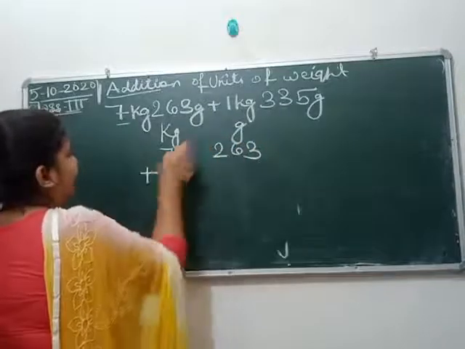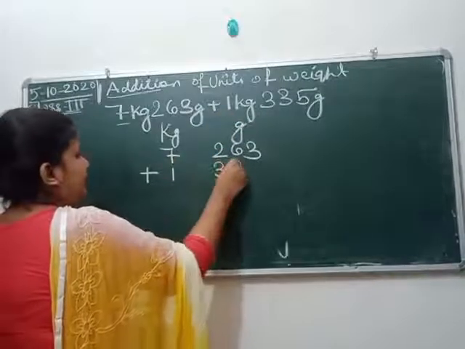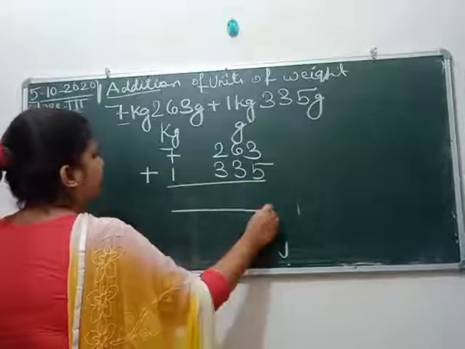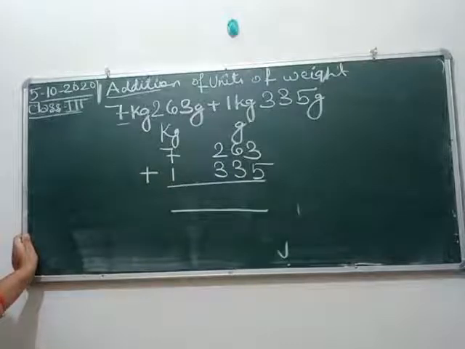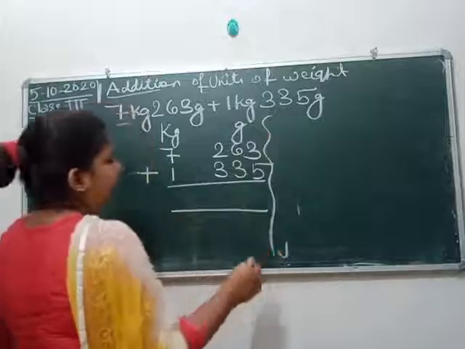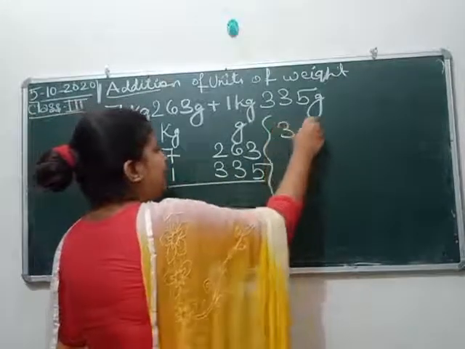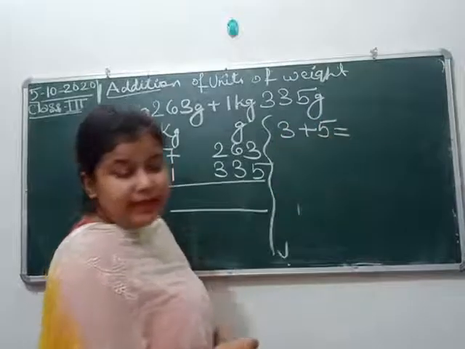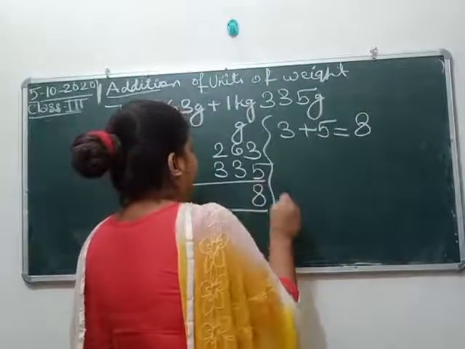In this you have to add 1 kg 335 gram. Now add them together. Come on, let us add them together. Okay, so we'll start from here. 3 plus 5, we will get 8. So we'll write 8 here.